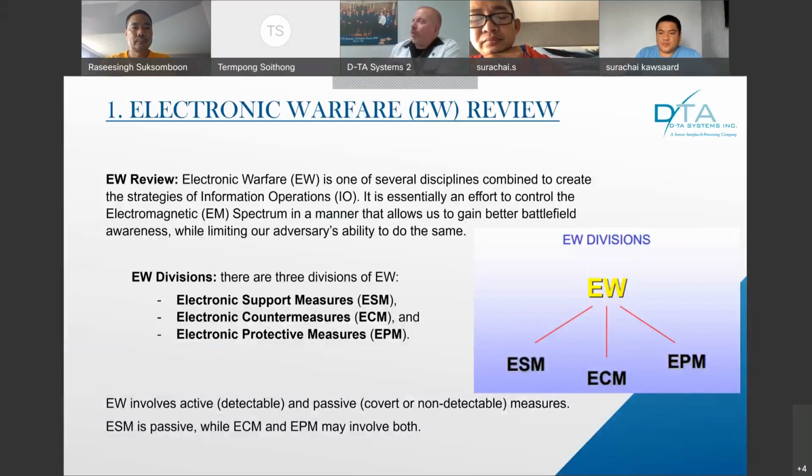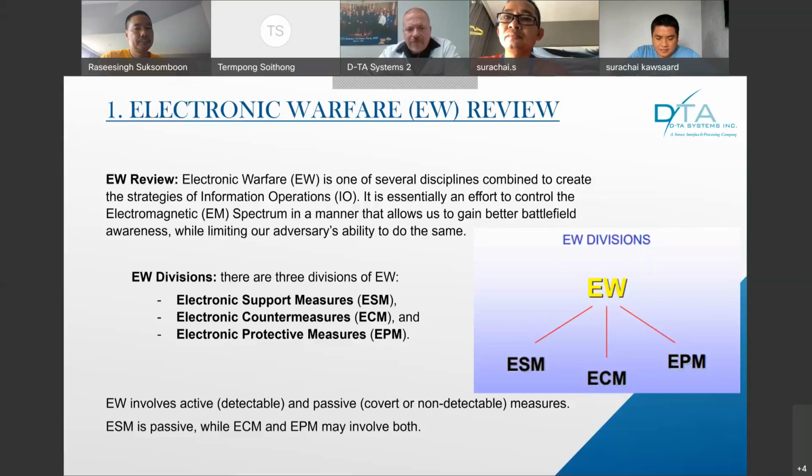So electronic warfare, or EW, is one of several disciplines combined to create strategies of information operations, or IO. It is essentially an effort to control the electromagnetic spectrum, or the EM spectrum, in a manner that allows us to gain better battlefield awareness while limiting our adversary's ability to do the same.